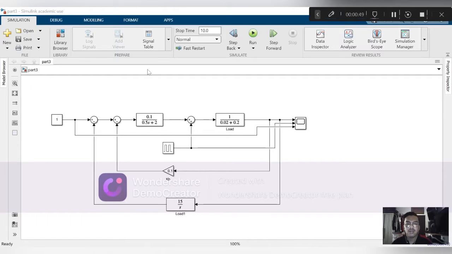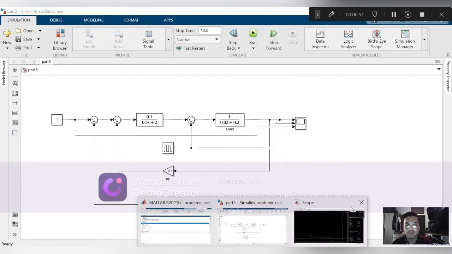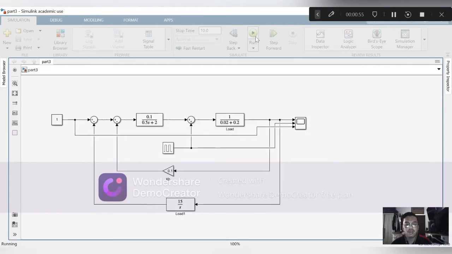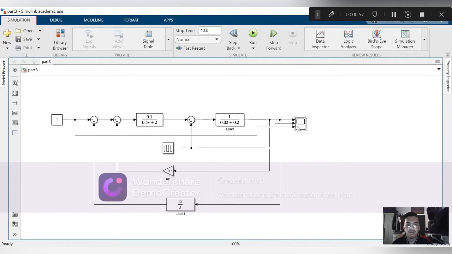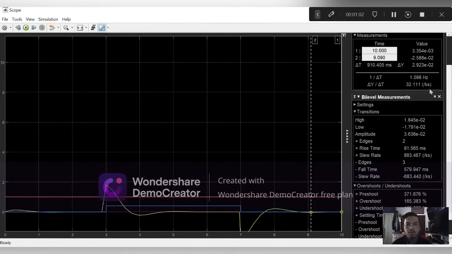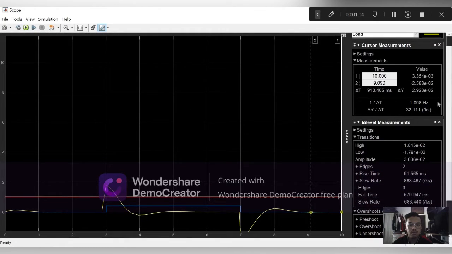First we need to run, and then we open the scope for the graph. These are the output for part 3.2. This is the graph that I got.